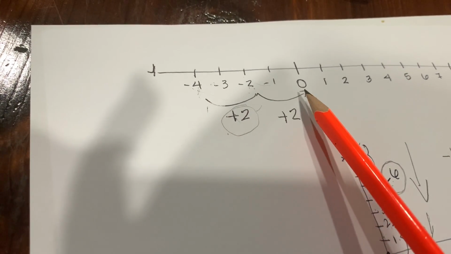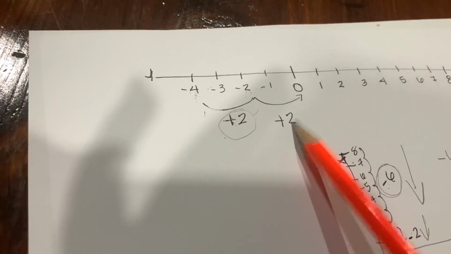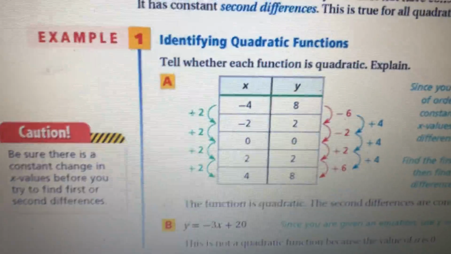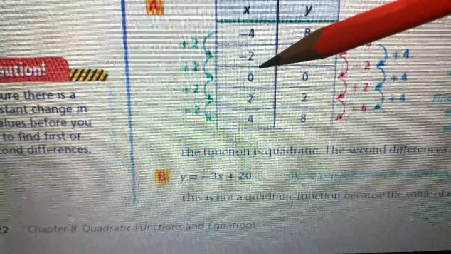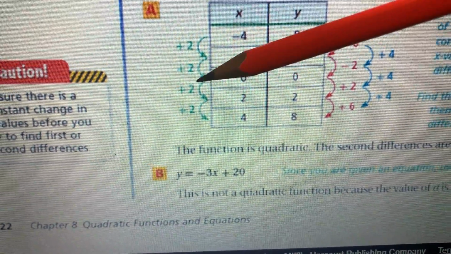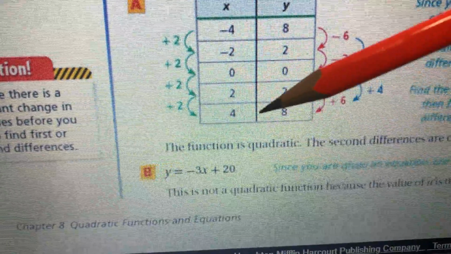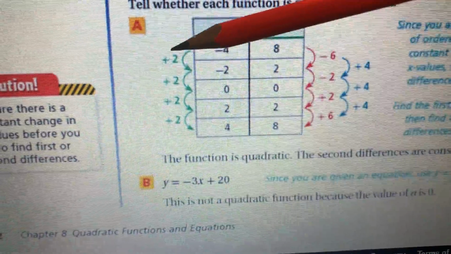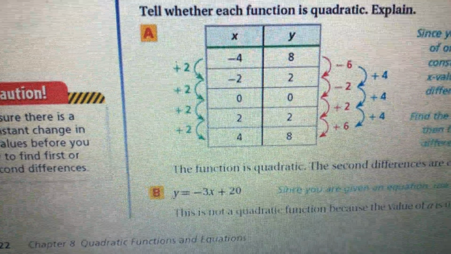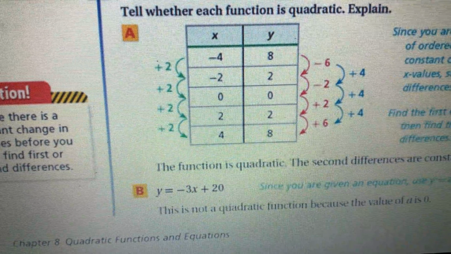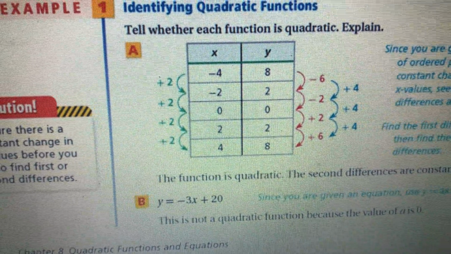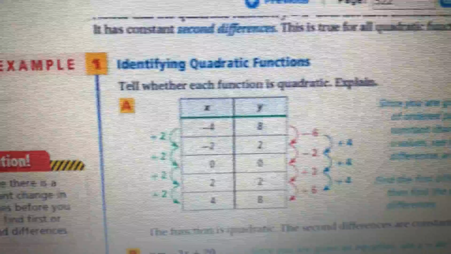From -2 to 0, you move 2 spaces. Those are the values that you see over here. If you keep moving from 0 to 2, you move another 2 spaces to the right, and from 2 to 4, you move another 2 spaces to the right. The positive sign indicates that you are moving to the right. Remember that all big numbers are always to the right.